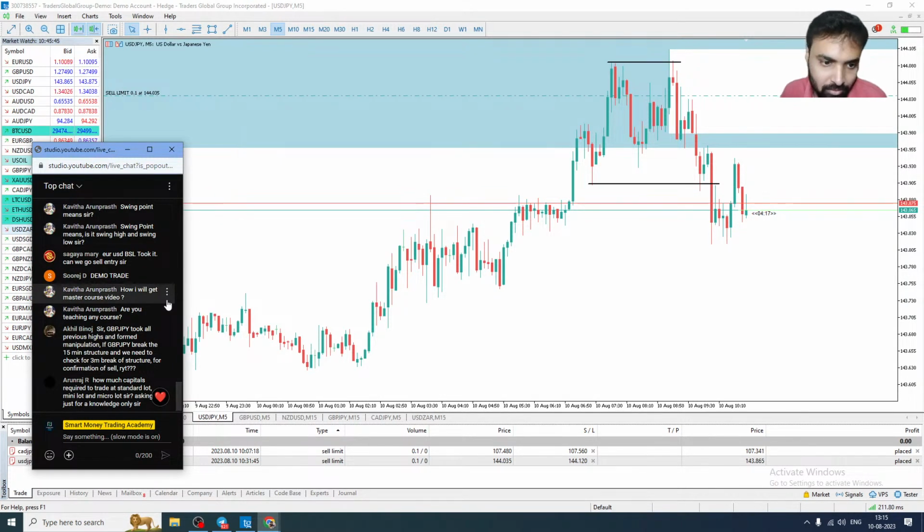trading standard lot. For mini lot, $25. For micro lot, it's $2.5.